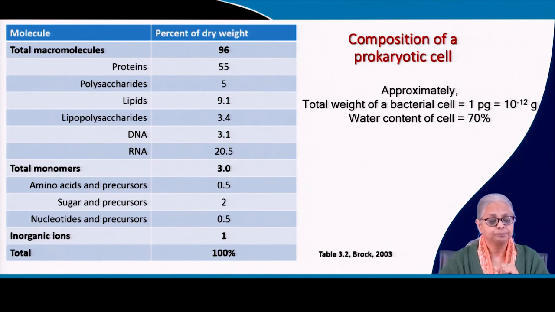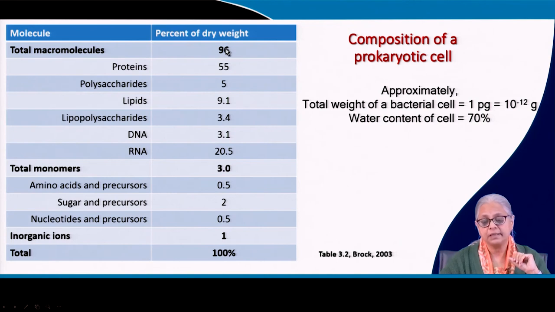Then we come to the dry weight. Now, if all the moisture is removed from the cell and you look at what is the organic content of the cell in terms of macromolecules, 96% of the dry weight of the cell is these macromolecules, and the remaining is monomers and inorganic ions. So the monomers are 3%, the inorganic ions are 1%, and the bulk of it is macromolecules, or what are called biopolymers or biological polymers.